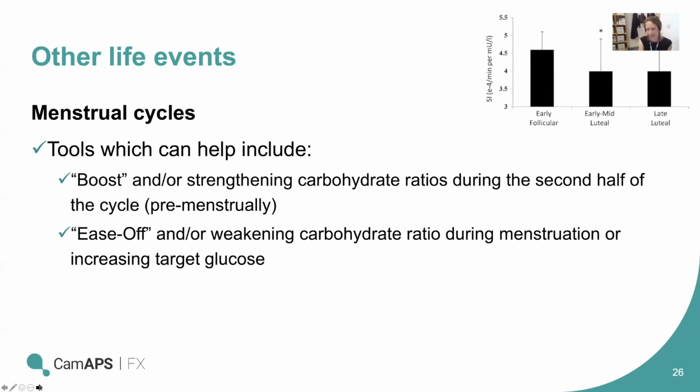to compensate for that. And I think the particularly difficult time is the early stage, the first day of menstrual bleeding, where there's a big change from being very insulin resistant to being very insulin sensitive, where people often get hypos at that point. So thinking about that, and whether using ease off, or if you have strengthened the carbohydrate ratios during the second half of the cycle, maybe weakening them during menstruation itself, or increasing your target glucose, just whether there's that big change to give closed loop a bit of a chance to catch up as to what's happening.